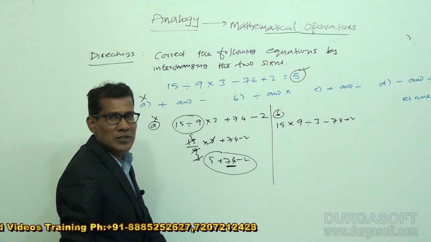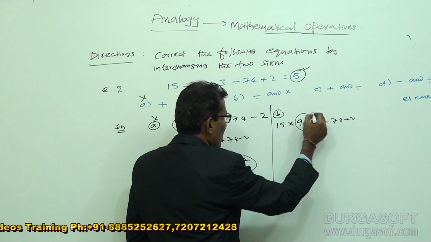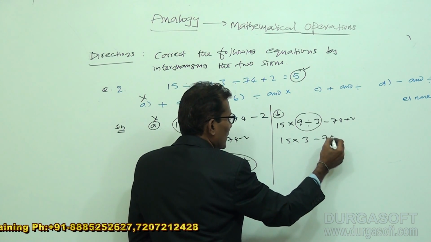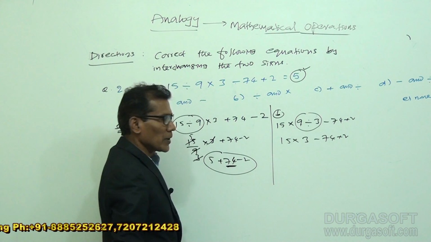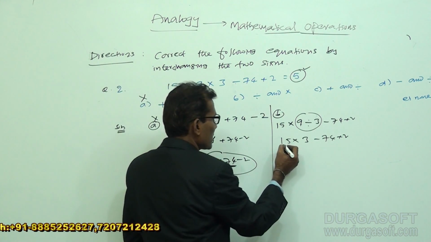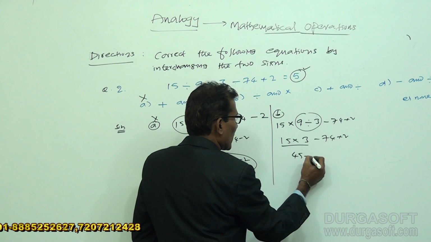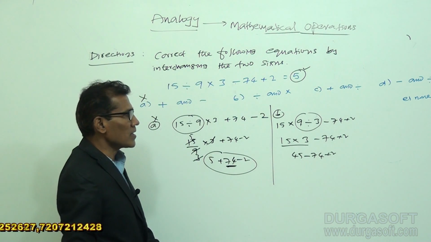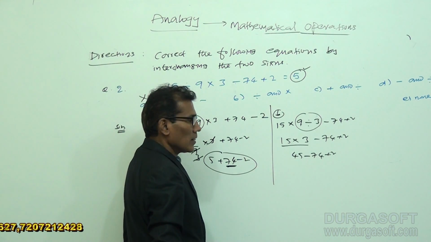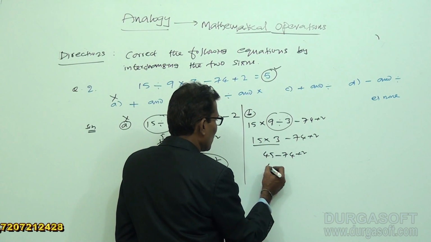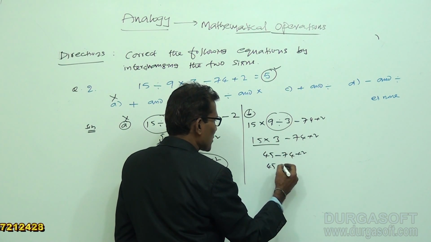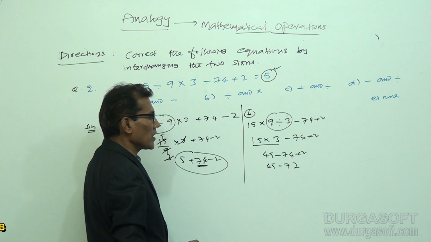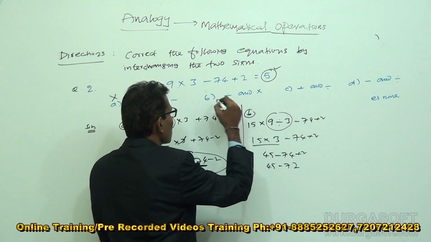Now what is the first operation? It is a division. So we operate here 9 divided by 3. This is 15 into 9 divided by 3 is 3 minus 74 plus 2. Next operation is according to DMAS multiplication. It is 15 into 3, 45, and minus 74 plus 2. And what is the next operator? It is according to DMAS addition. So 45 minus 74 plus 2, it is minus 27. But this is going to give a negative value, not 5. So option B is wrong.